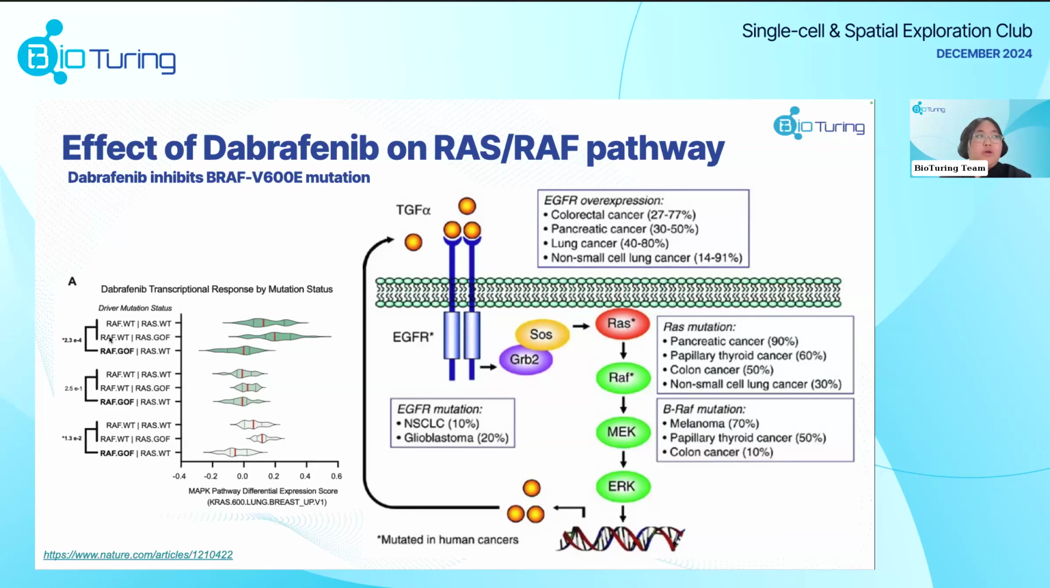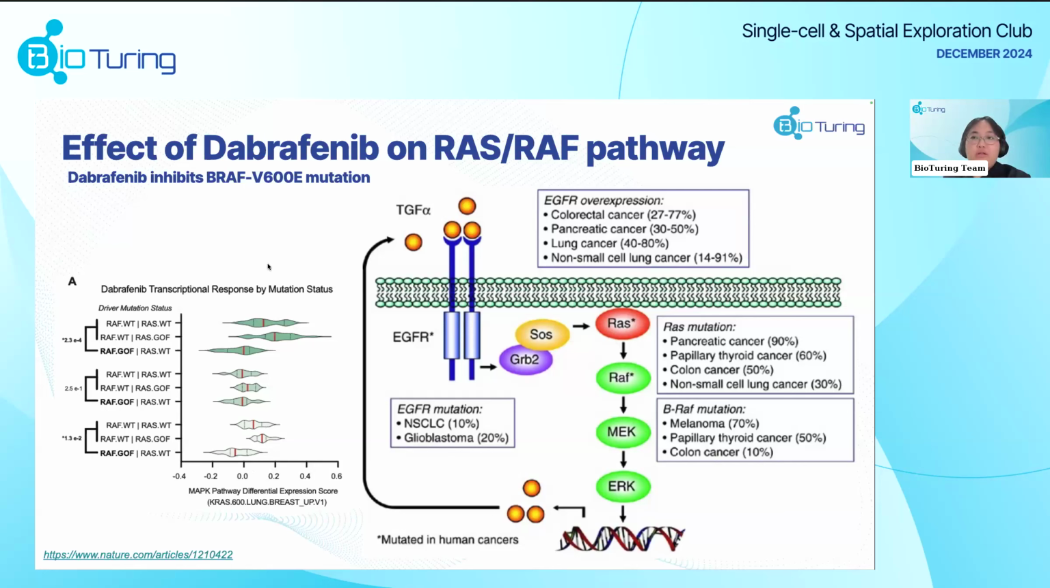In here, you can see the RAS gain of function, which means these cells have a gain of function mutation in the KRAS gene. The KRAS gene is the gene encoding for RAS protein, and it is similar for the RAF gain of function mutation.